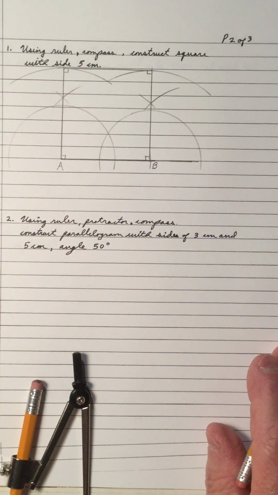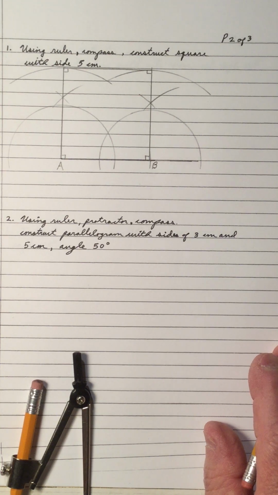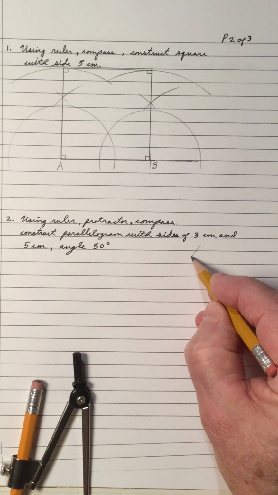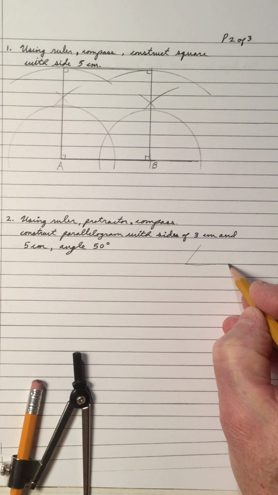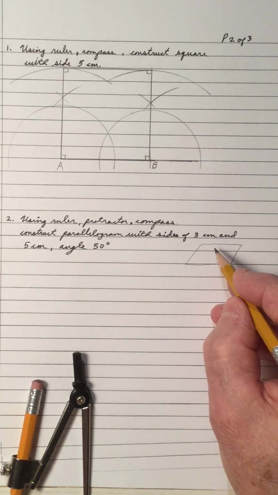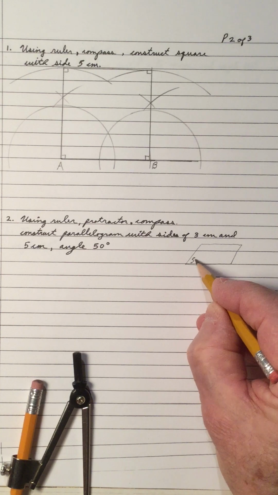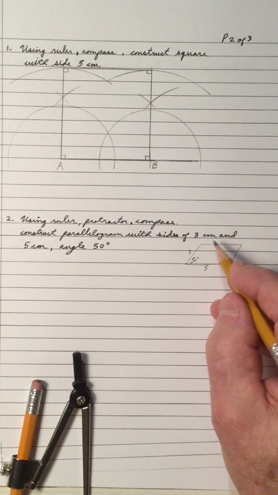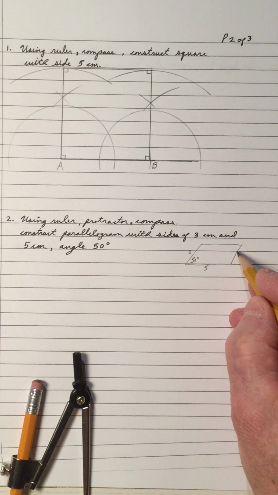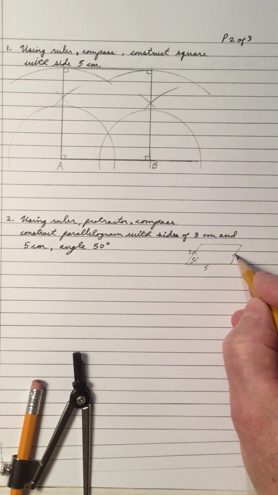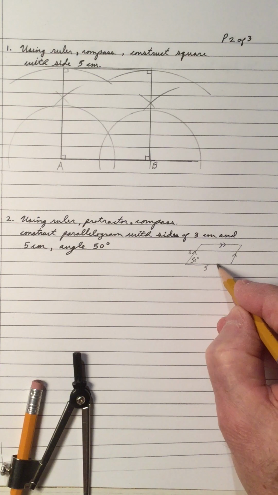Number 2, using a ruler, protractor, and a compass, construct a parallelogram with sides of 3 centimeters, 5 centimeters, and an angle of 50. Let's draw what a parallelogram is. A parallelogram is just a rectangle pushed out of shape. So if you lean on a rectangle and squish it, then you get a parallelogram. So let's make this angle 50, and we have sides of, let's say, 5 and 3. And a parallelogram has opposite sides parallel. So this side is parallel to this side, and this side is parallel to this side.